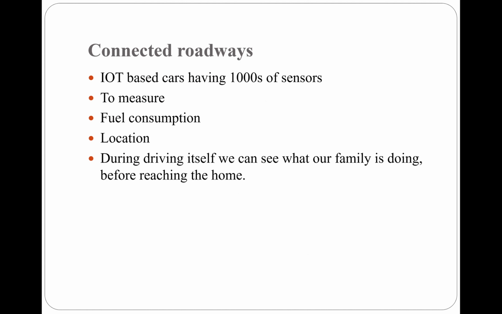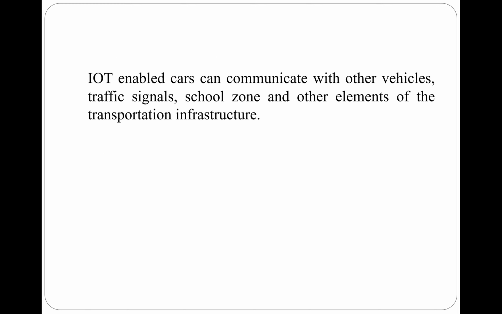Now IoT based cars are having thousands of sensors. What is an IoT based car? The car can be driver-operated or driverless. So the car can work through sensors. The car has thousands of sensors which measure everything like route and fuel consumption, everything. The sensors monitor everything and give information to the driver, or if it is a driverless car, it will take decisions. So that is an IoT enabled car.